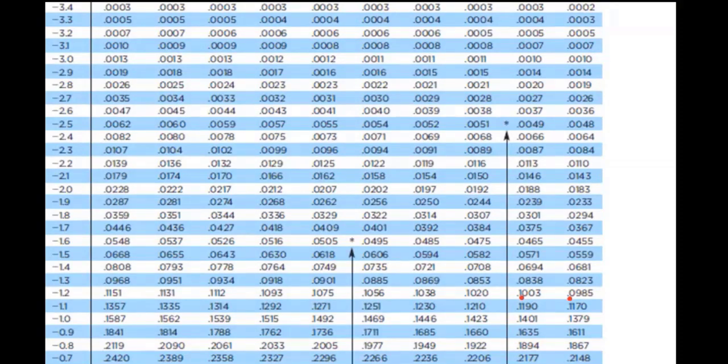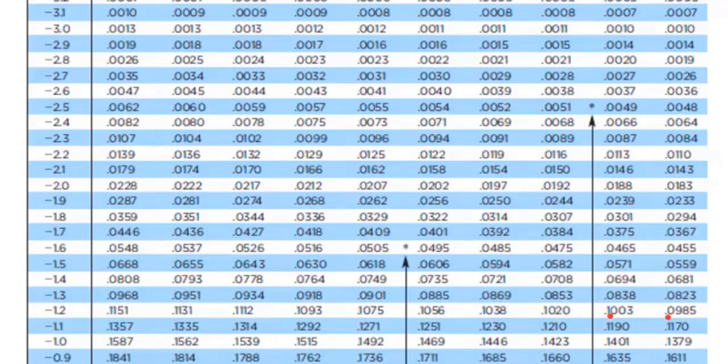So if I'm looking at 0.1003, I'm reading negative 1.28, because this is negative 1.2 and this is 0.08. So that's how we do the read.